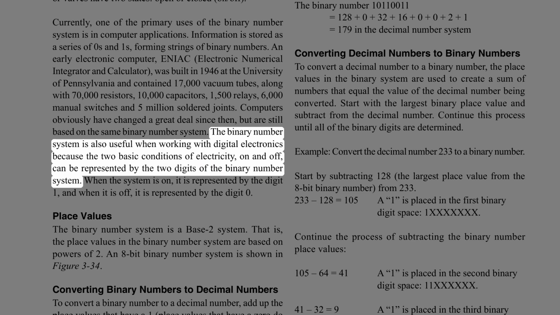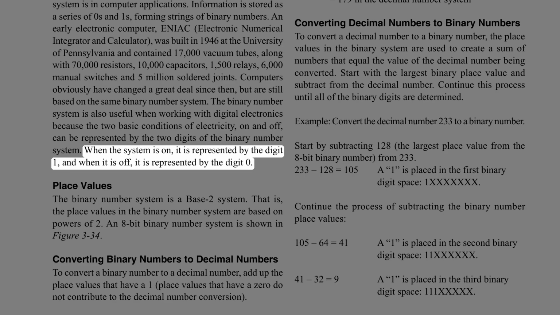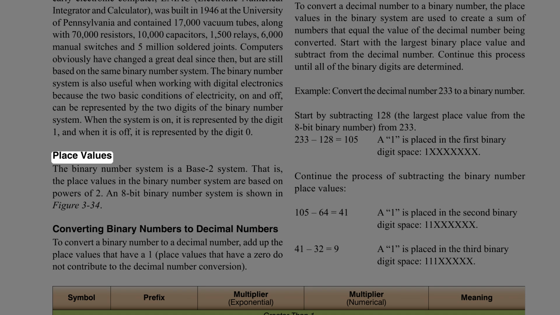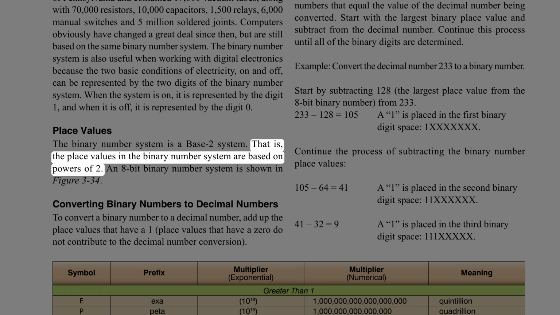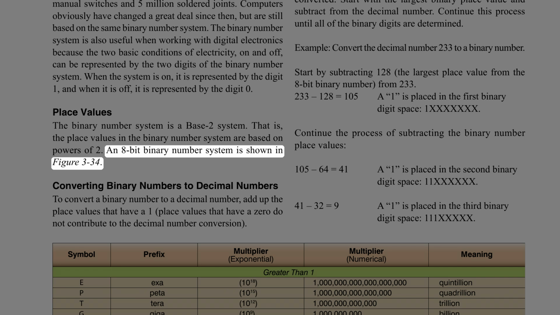The binary number system is also useful when working with digital electronics because the two basic conditions of electricity, on and off, can be represented by the two digits of the binary number system. When the system is on, it is represented by the digit 1, and when it is off, it is represented by the digit 0. Place values. The binary number system is a base-2 system. That is, the place values in the binary number system are based on powers of 2. An 8-bit binary number system is shown in figure 3-34.